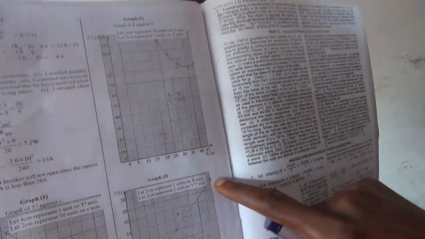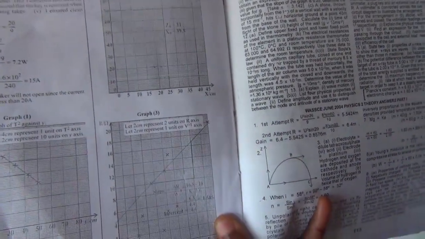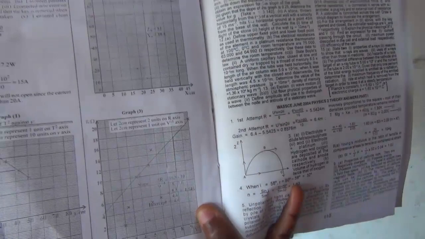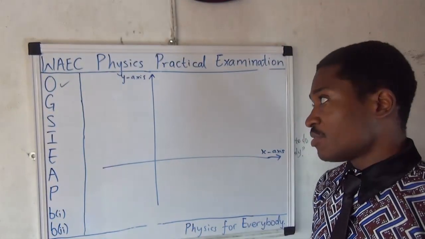Now, how do you draw your line of best fit while plotting your graph? That's what I want to discuss. How you get this line, the line of best fit. Because that's part of the things that will be considered while marking your graph. How to draw your line of best fit.